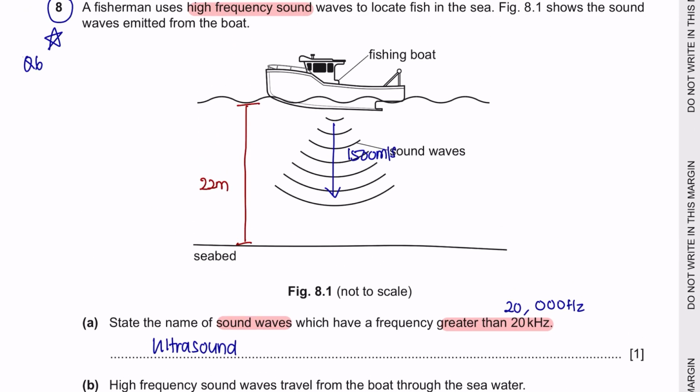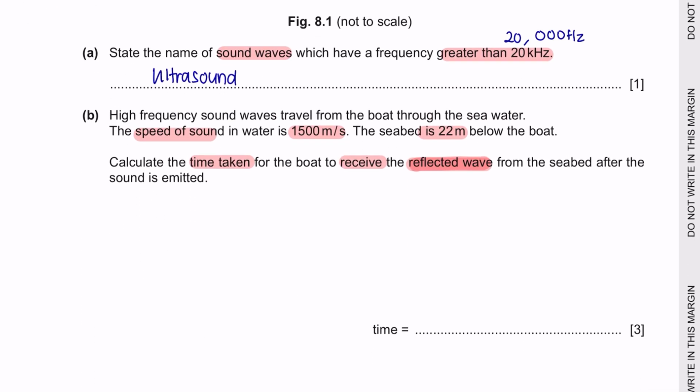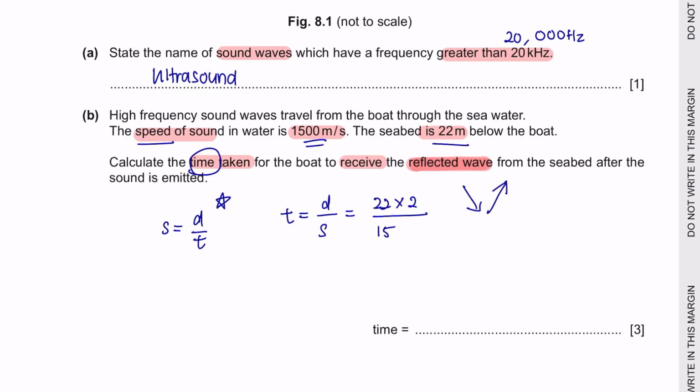So we would like to know how much time is taken for it to reach the bottom of the seabed and then reflect back. That means it traveled 22 meters downwards and 22 meters upwards. So the total distance would be 22 times 2, which is 44 meters. To calculate time when given speed and distance, we can use the formula speed equals distance over time. Rearranging it, we get time equals distance over speed. So the distance is 22 times 2 as it goes down and then gets reflected up, and the speed is 1,500 meters per second. So the answer is 0.029 seconds.